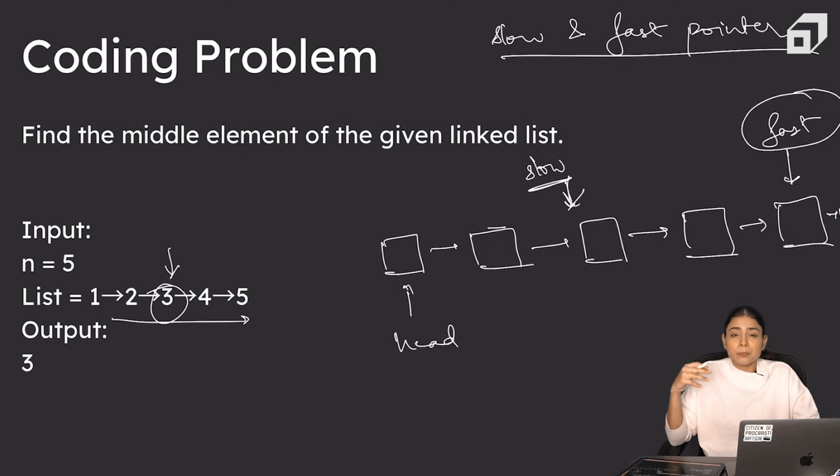Okay, so the intuition behind this solution is just that if something or someone is moving at double the speed, then at the same time they'll be able to cover double the distance. Or another way to say it, if something or someone has half of the speed, then they'll be covering half of the distance in the same time. So slow is covering half of the distance in the same time that fast is covering the full distance. So slow will be at the middle element when fast reaches the end of my linked list.